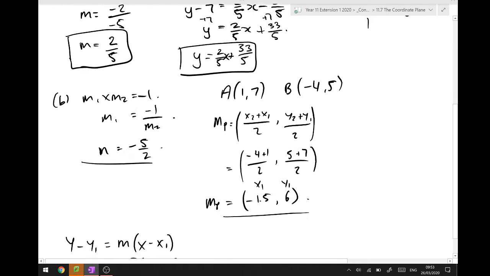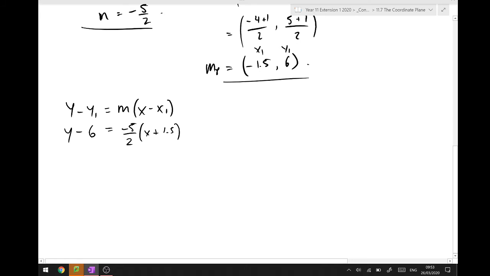Now we want to find it in general form, so we're not just having this equation, we need to rearrange this so that everything is on the same side with 0 left on the other. So what I'm going to do is I'm going to expand the right hand side out, so we get y minus 6 is equal to negative 5 on 2x plus 1.5 times negative 5 on 2. Well, 1.5 is the same as 3 on 2. 3 on 2 times negative 5 on 2 is just negative 15 on 2. So we're going to change that plus to a negative, and that's going to be 15 on 2.